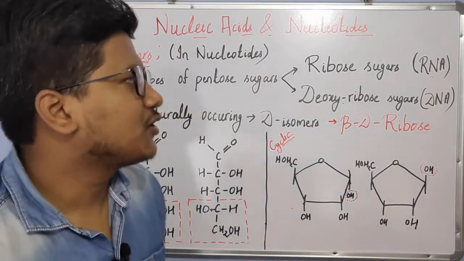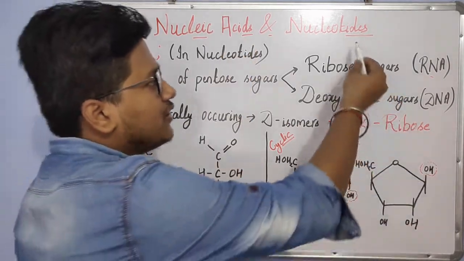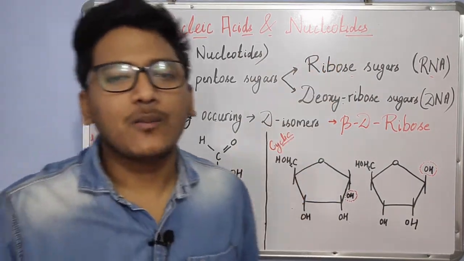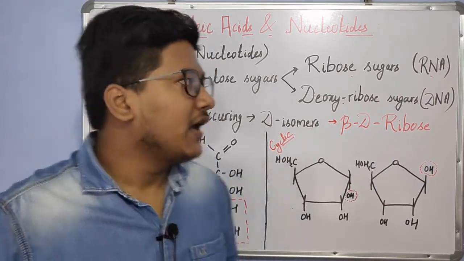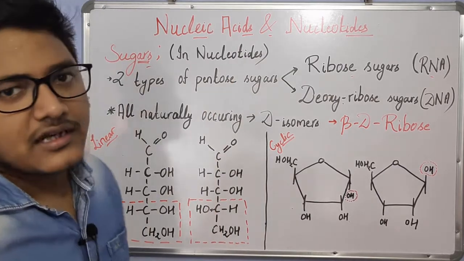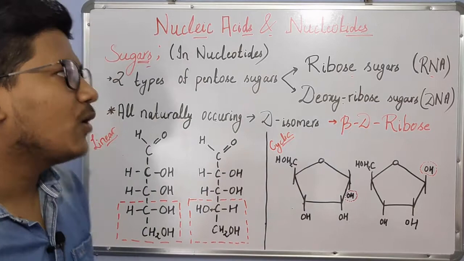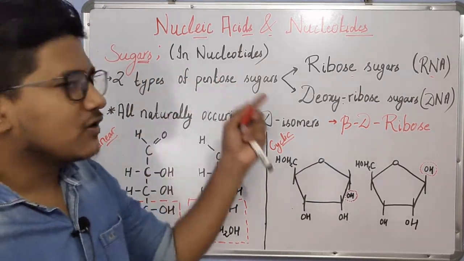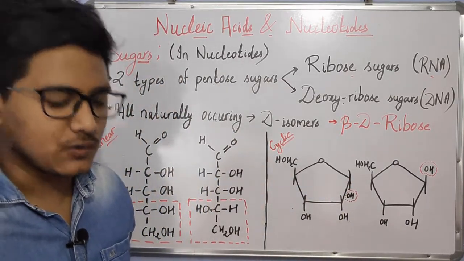So in the last class we talked about a general introduction to the nucleic acids and we touched upon nucleotides also. In the nucleotides we talked about the three components, that is the nitrogenous bases, sugars and the phosphates, and we studied in detail about the first component, that is the nitrogenous bases. In today's class, we are going to focus on the second component of nucleotide, that is the sugars, and we will particularly focus on the sugars that are specific to the nucleotides and not the other sugar molecules.